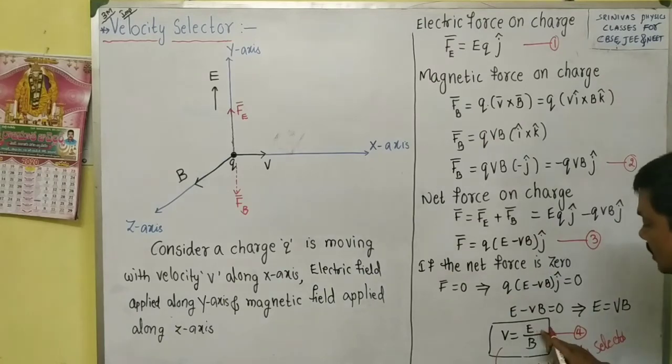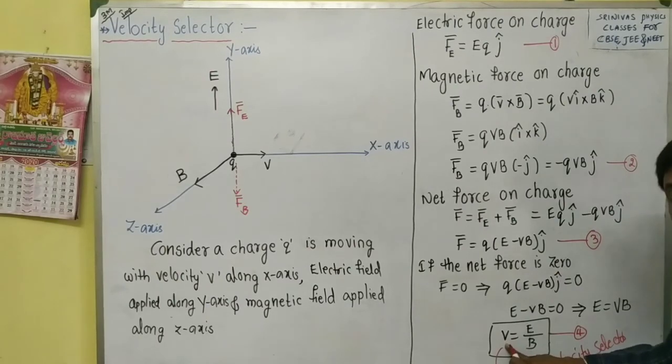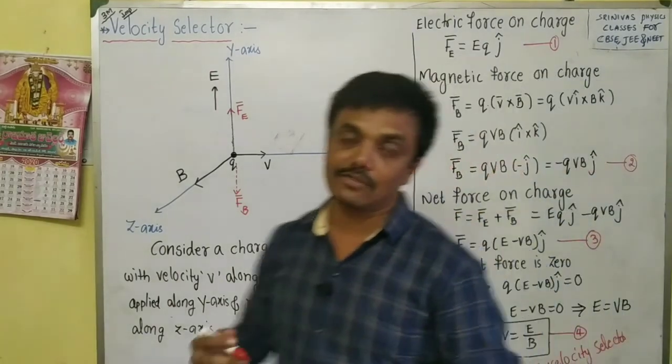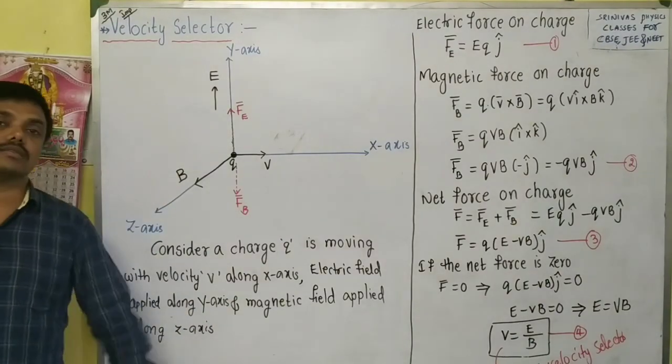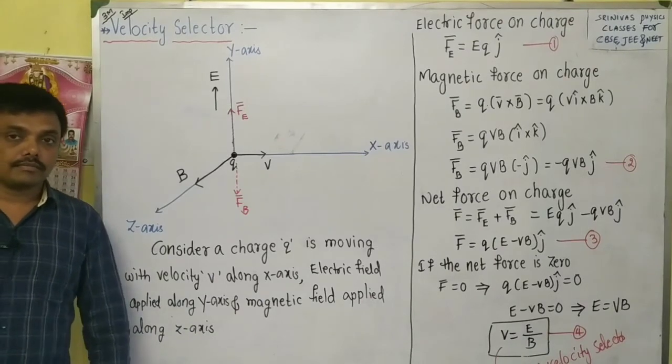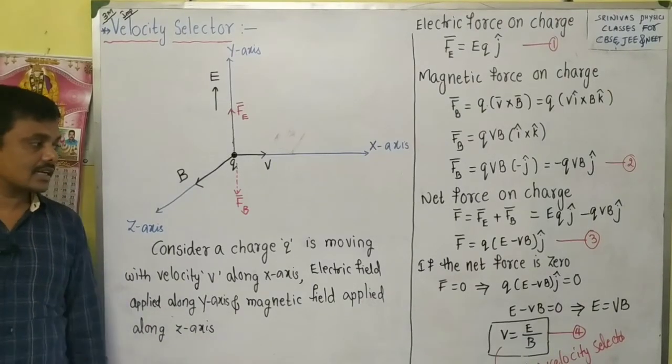By changing the E and B values, you can select a certain velocity. That's why it is called the velocity selector. This was very simple. Note it down and take a screenshot and note it.